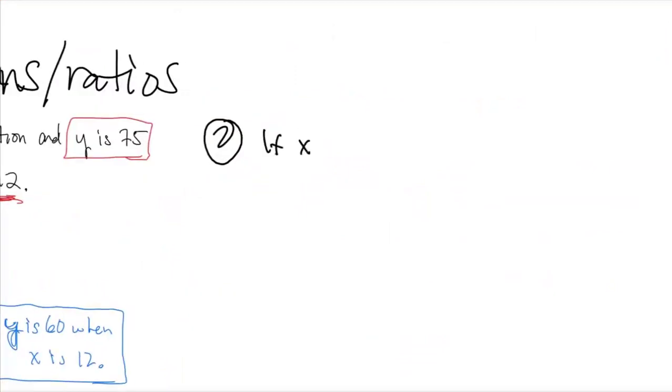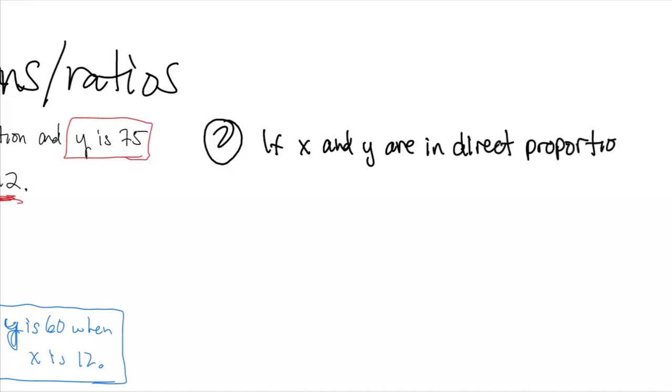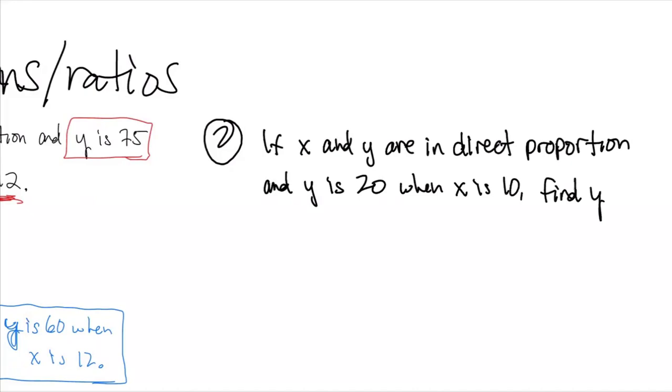So if x and y are in direct proportion and y is 20 when x is 10, find y when x is 2. If x and y are in direct proportion and y is 20 when x is 10, find y when x is 2.